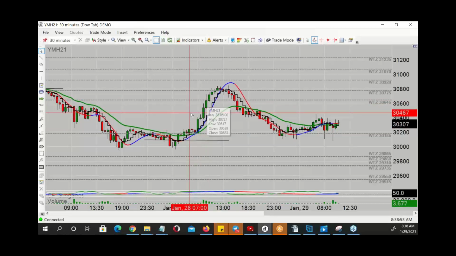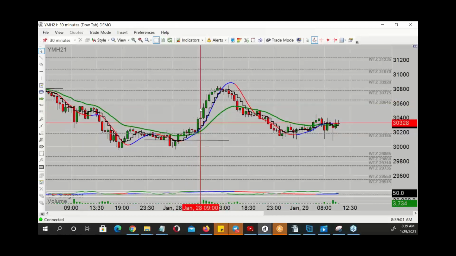This went from 30,185 to 30,645. I'm not going to stop to do the math, but this is about a $2,000 per contract move right here from zone to zone. 500 points roughly at $5 a point. S&P pays 50, the Dow pays 5. So 50 times 5 is $2,500 per contract traded.